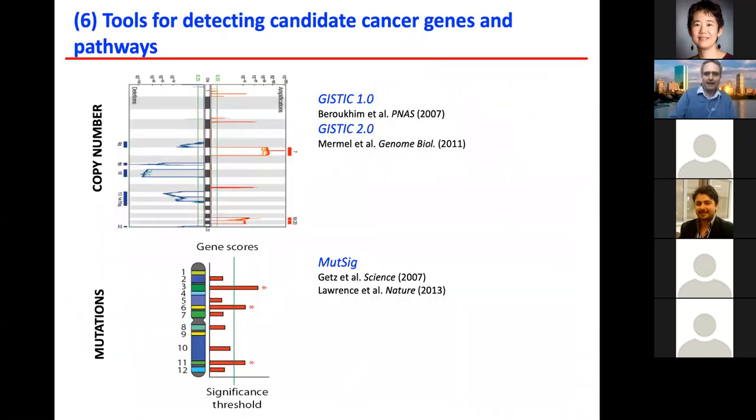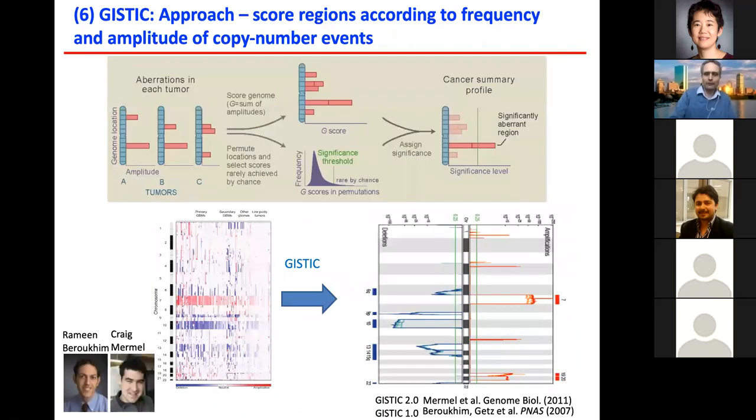So I will highlight two methods that we've developed over the years. One is GISTIC and one is MutSig, which is a suite of tools that has different algorithms within it. And then I will also mention other, more later developments. So GISTIC, in brief, looks at copy number variations along the genome.